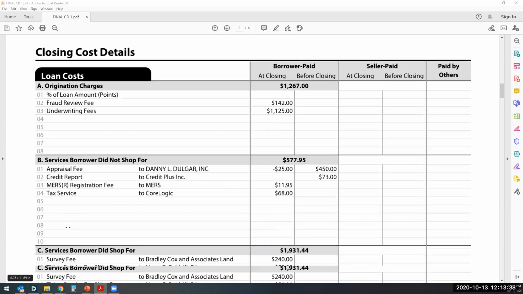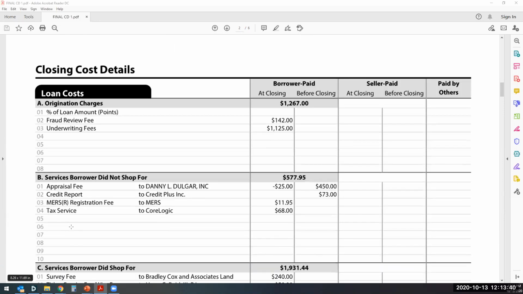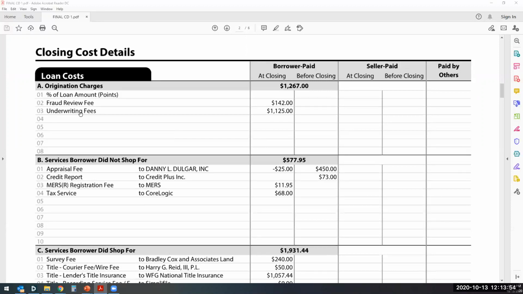Okay, closing cost details. So this is everything that is added and that totals your closing costs. Okay, so let's start by pointing out the origination charges that we, Union Home Mortgage, have. Okay, so the underwriting fees are $1,125. That's including the underwriting, the processing, everything that we do to close the loan from beginning to end, okay? $1,125.